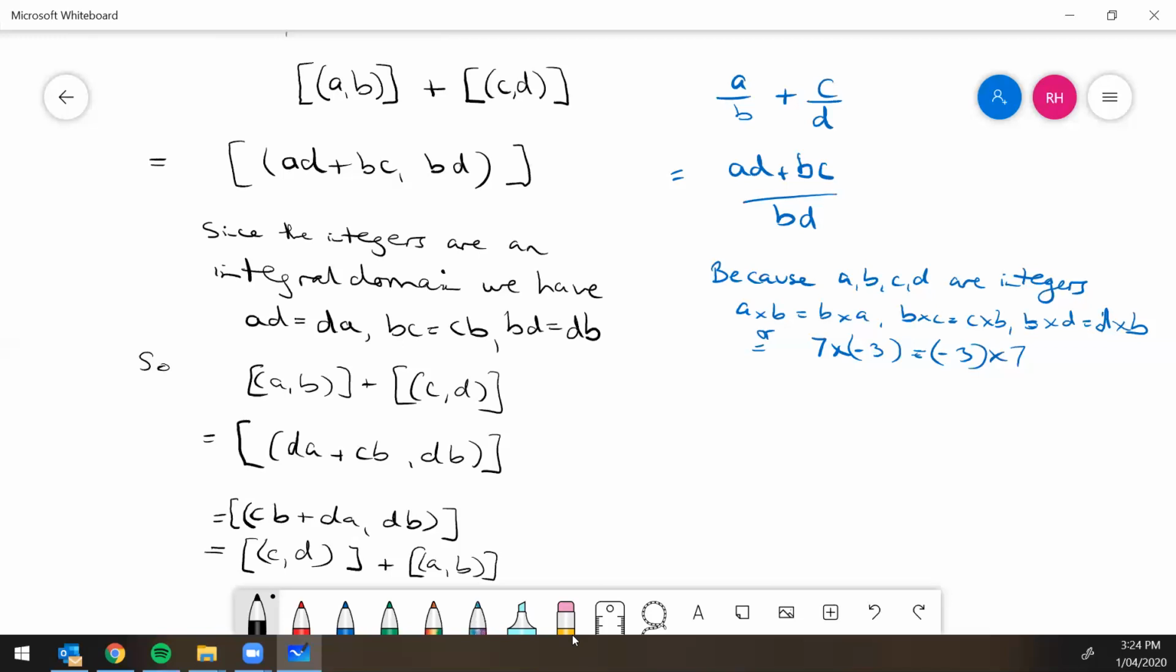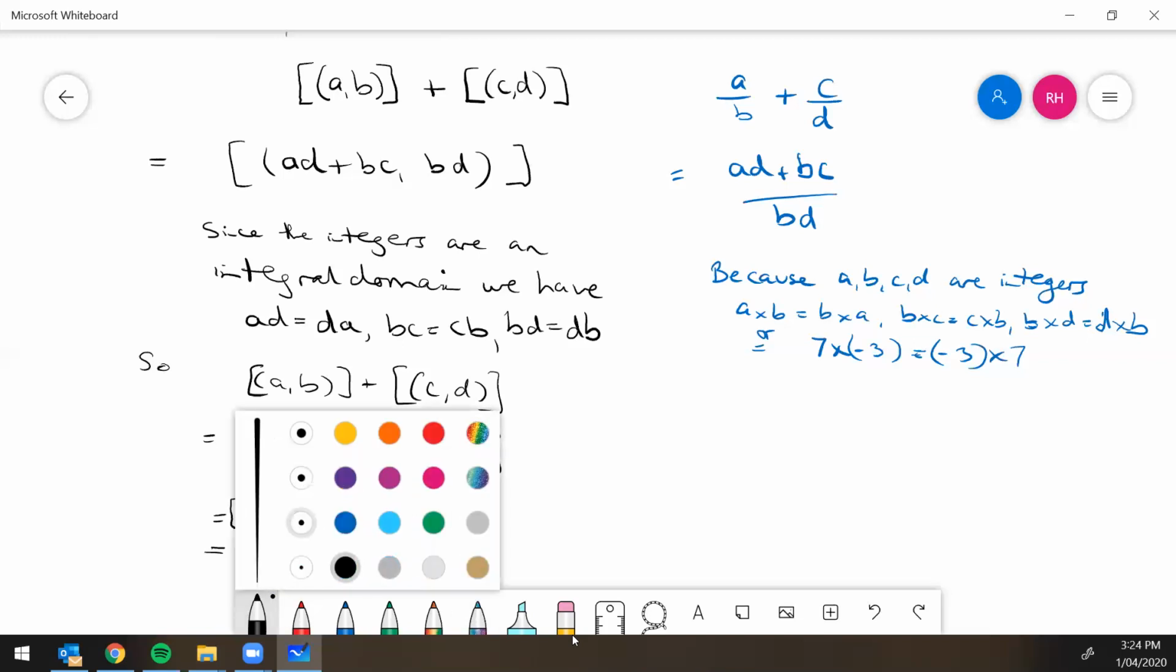So what you can see here is I've used the same concept here. I've just said that I can swap DA and CB. CB and DA, DB stays the same. So that would work there. So that's probably good enough. And well, good enough, it is good.